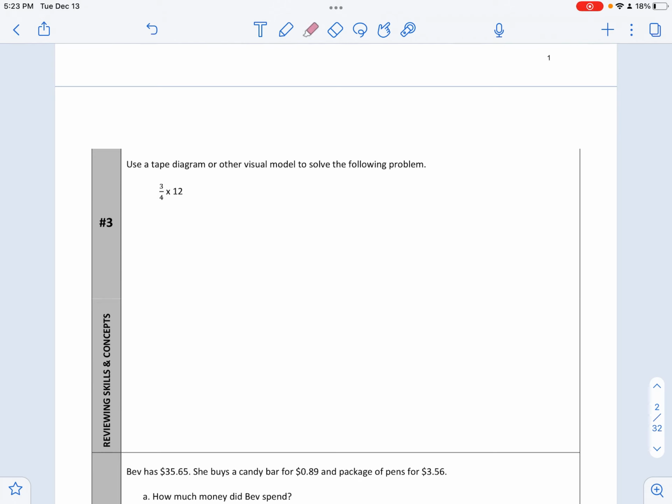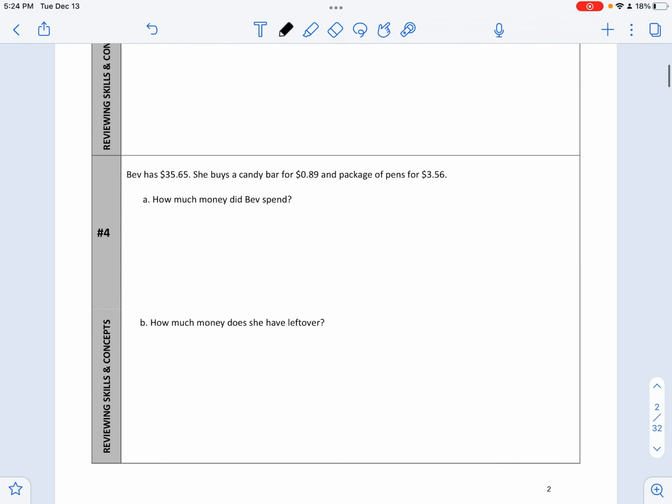Question 3 is a quick review of multiplying a fraction by a whole number. It asks you to use a tape diagram or visual model to solve the problem. Remember that you can think of this problem as 12 groups of 3/4. I'll leave that one to you.